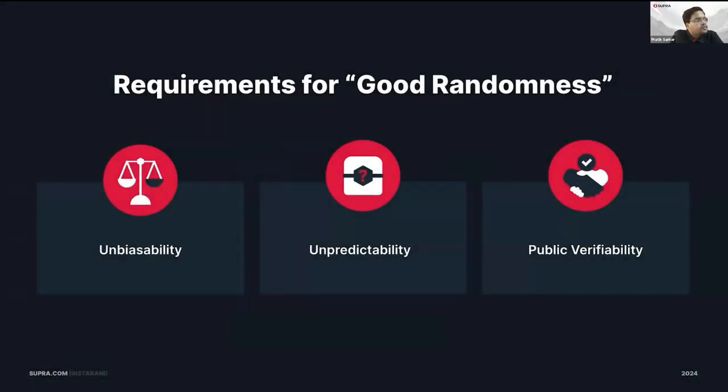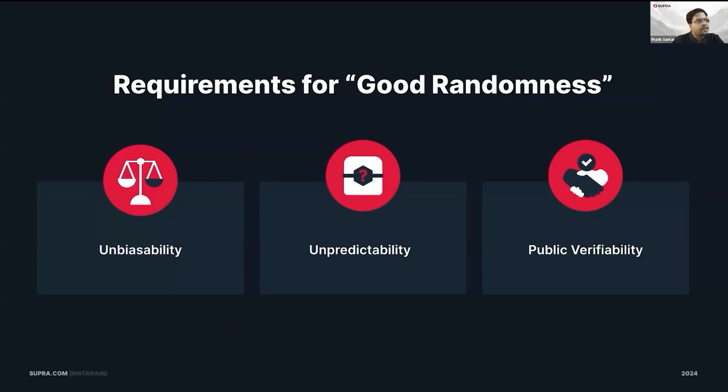Now, the question is, how do you define this good randomness? What is the property that you need from these random values? Firstly, they should be unbiasable. That is, no one should be able to bias the value of the randomness. Secondly, it should be unpredictable. So no one should be able to predict what is going to be the future random value.